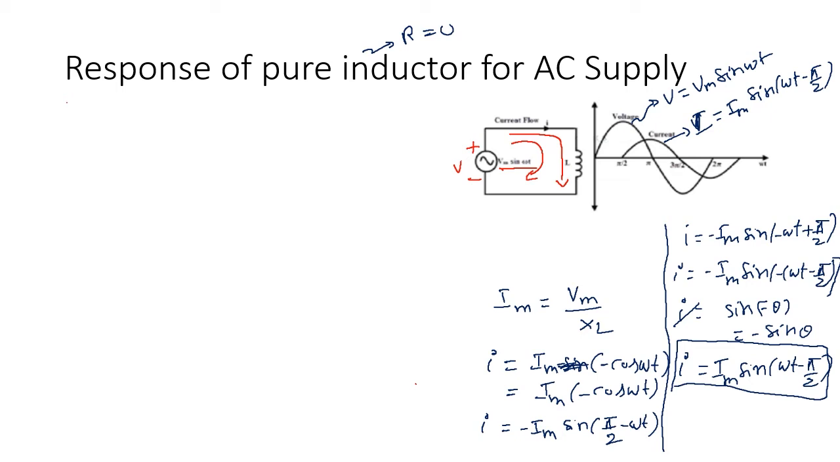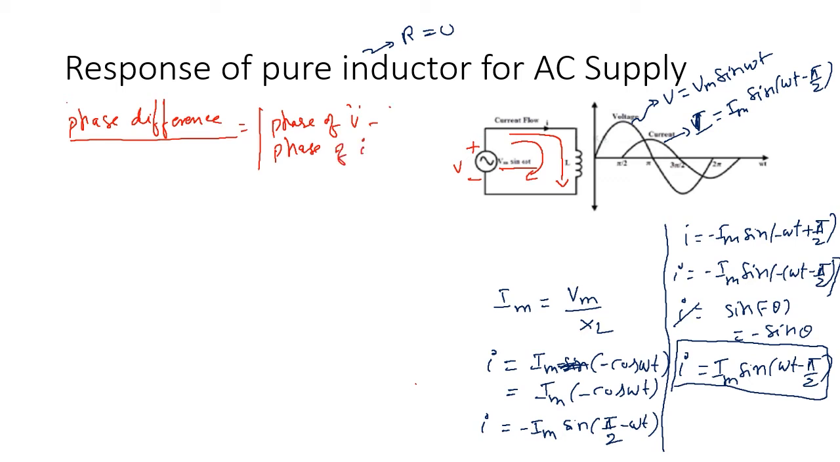Okay, so here what is the phase difference? To find the phase difference, it is just equal to the phase of voltage minus the phase of current.